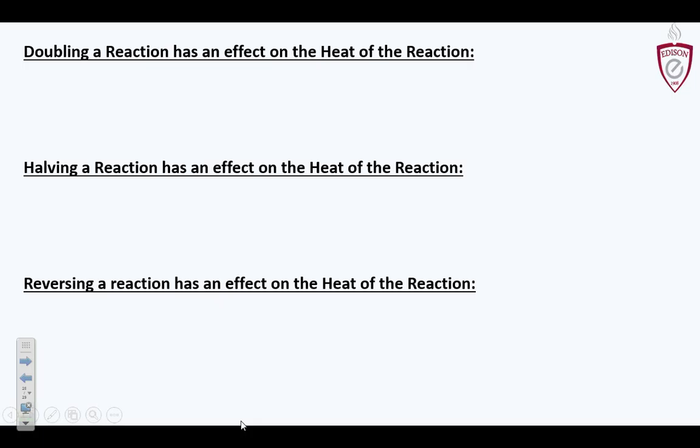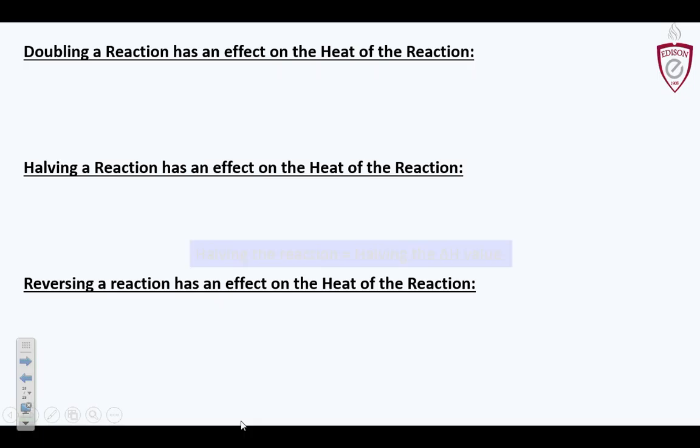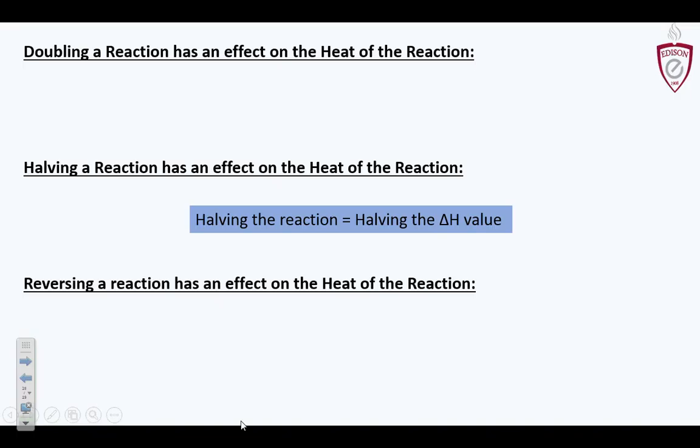If I double the reaction, I'm going to double the amount of heat involved. If I halve it, I halve the delta H value. When we're saying we're doubling and halving, we're looking at the mole coefficients and relating them to what Table I is saying. If my mole coefficient in my problem says 4, and for the same reaction on Table I it says 2, the question has doubled it, so you have to double the heat. And if my problem is saying 1 mole, and Table I says 2, we've halved the reaction.